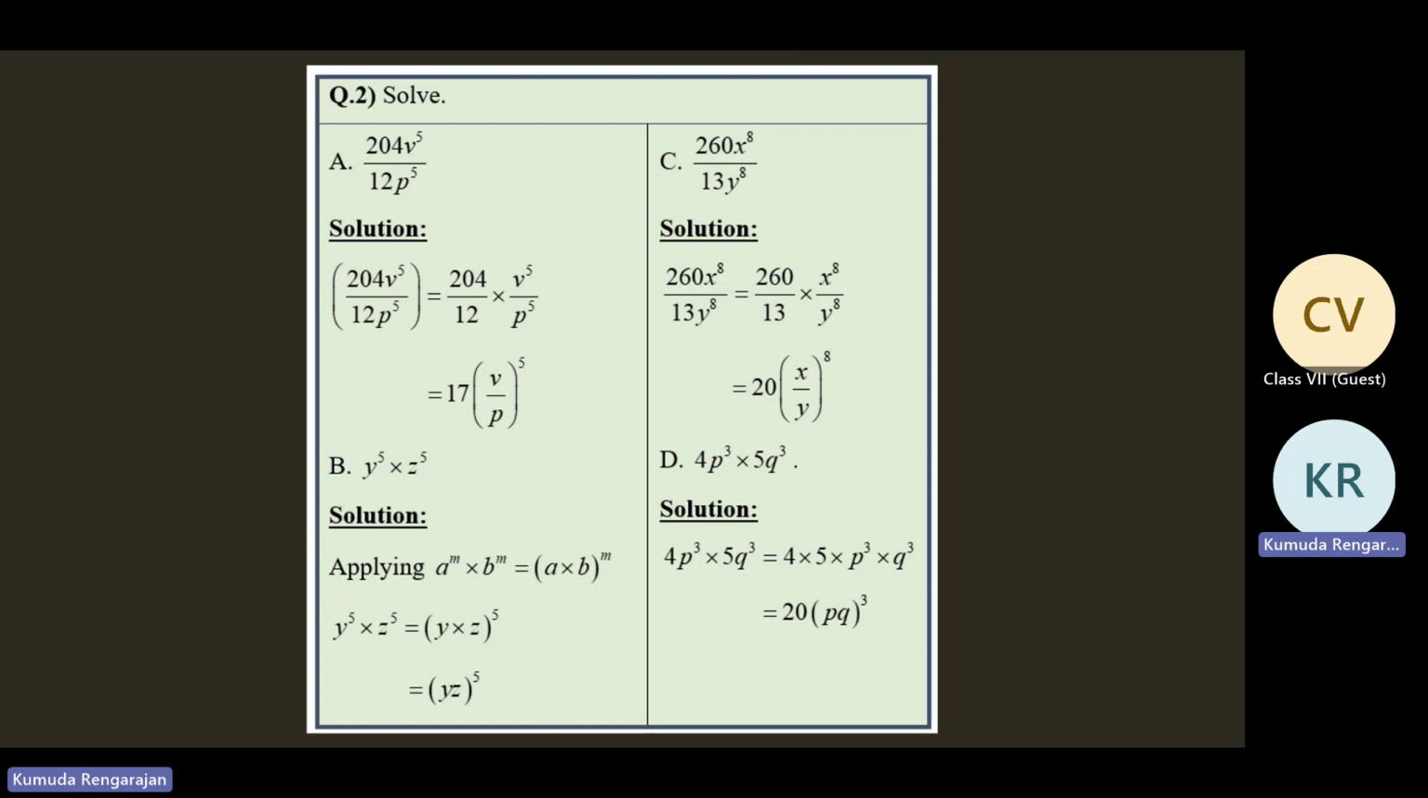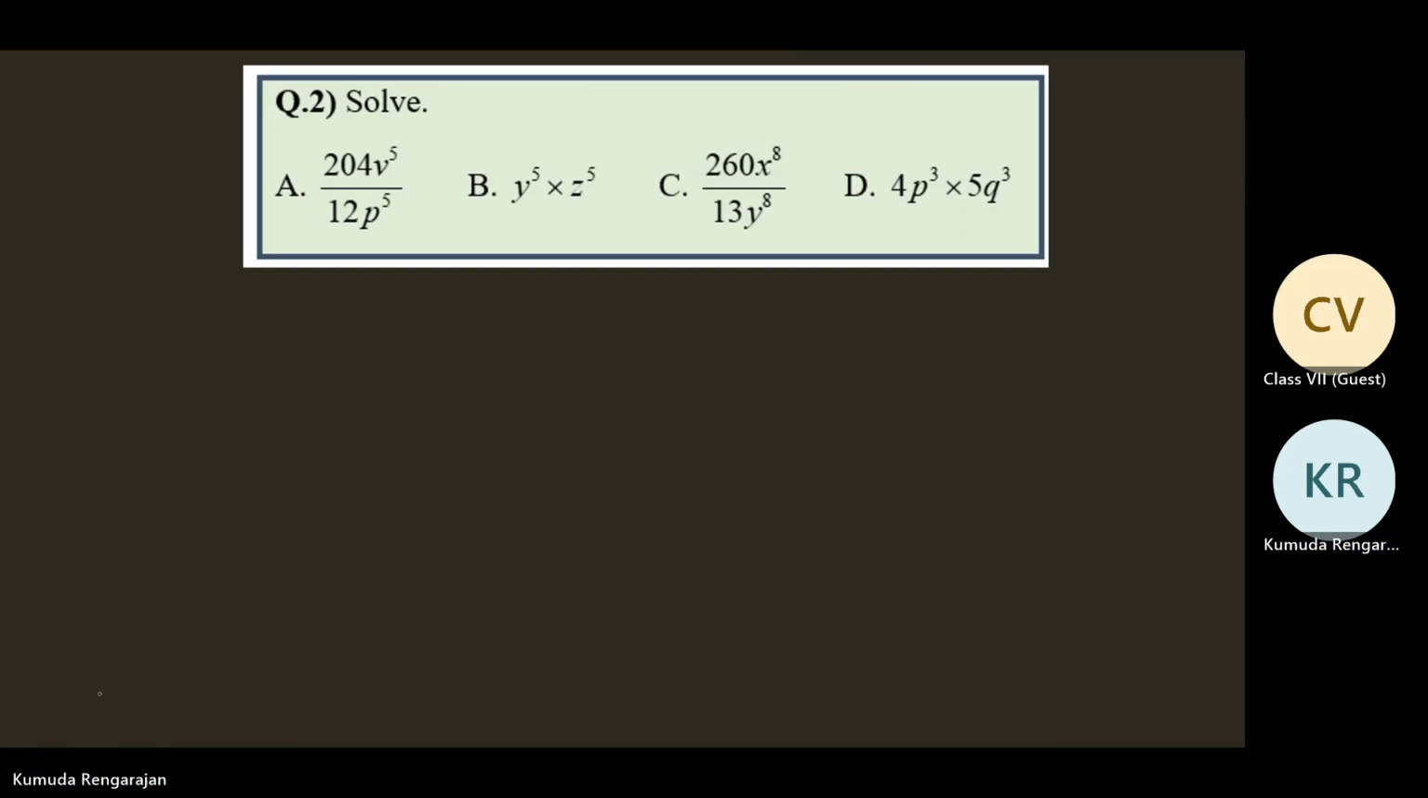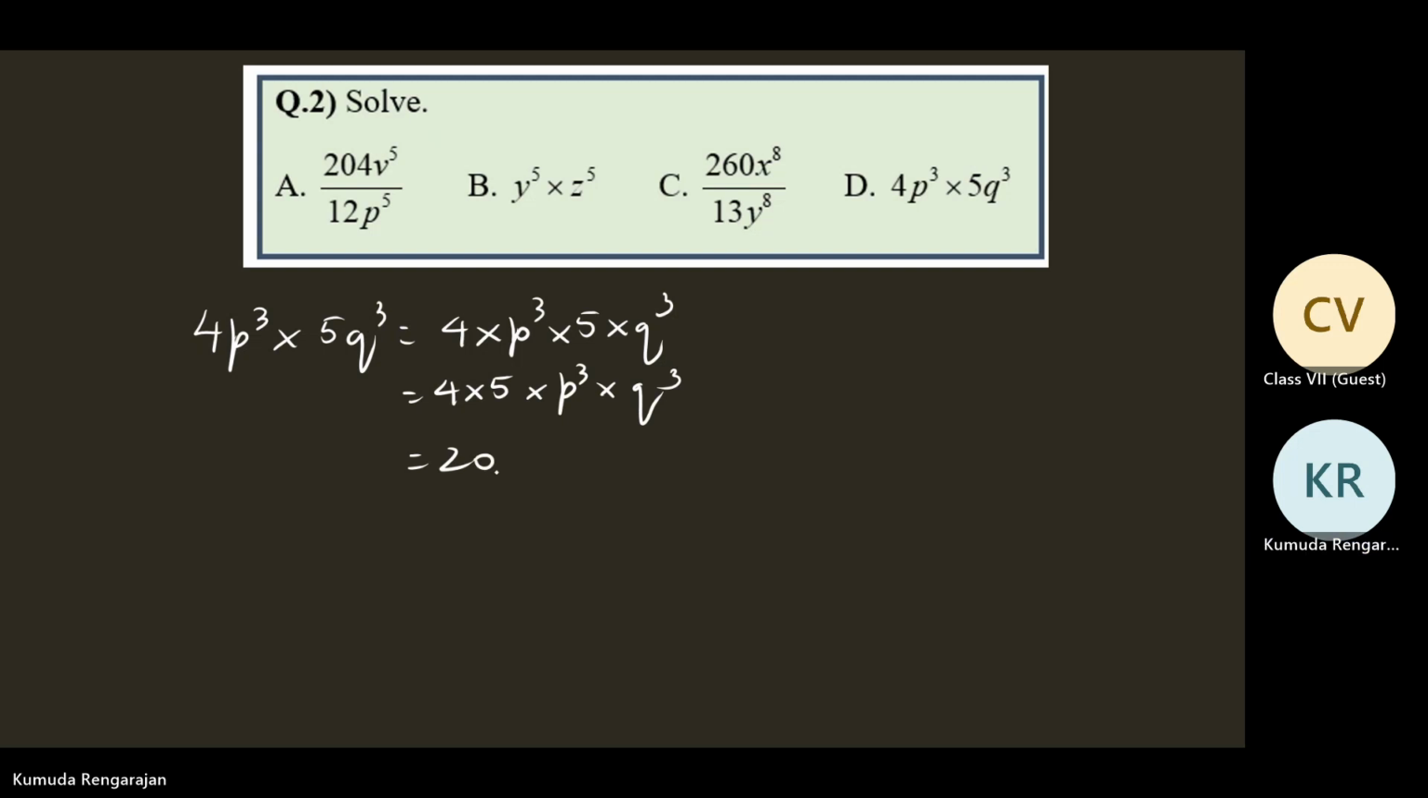I can give you one more step. This can be written as 4p cubed into 5q cubed is equal to 4 into p cubed into 5 into q cubed. All right? Yes, ma'am. So that's nothing but 4 into 5 into p cubed into q cubed. So 4 5s are 20. And p cubed into q cubed means? P into P into P. No. PQ the whole, PQ the whole cube. Okay.